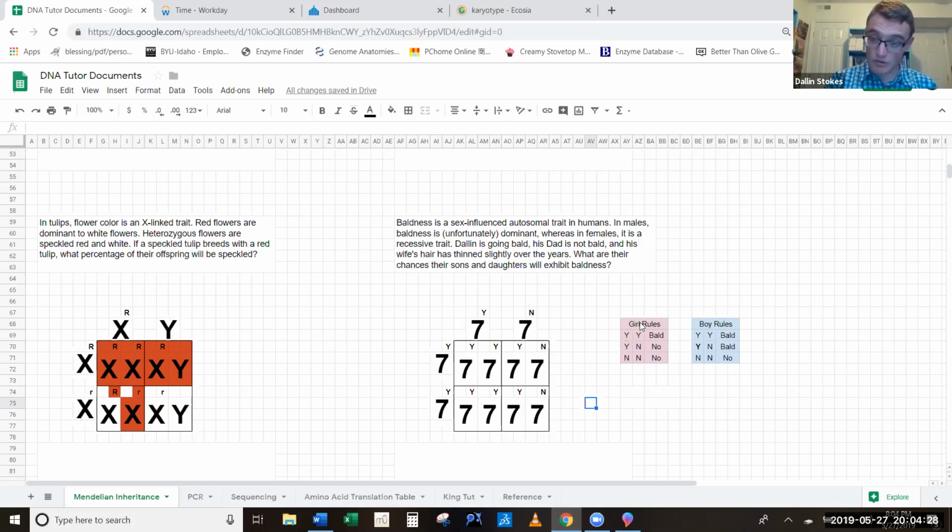And now this is where our rules come in. Does that make sense? So I used the rules to put together what the parents had. Now I've made the combos of kids. Now I have to figure out what shows up based on the gender of their children. So let's say all 4 of these squares are boys.